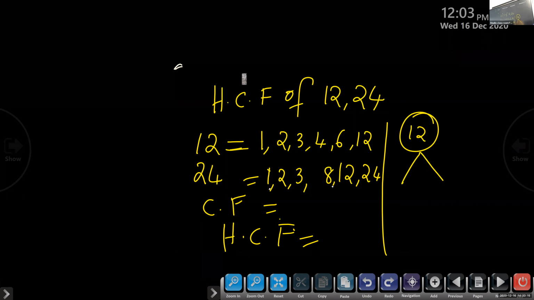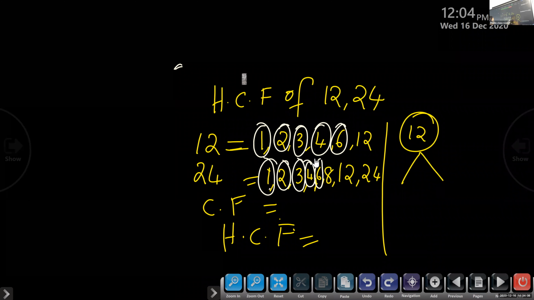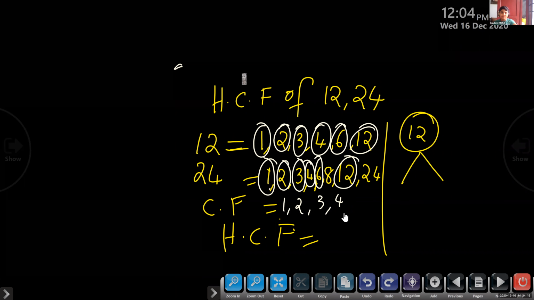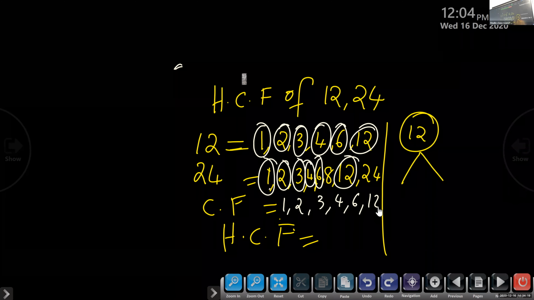So the next step, we are going to write the common factors. Circle the common factors: 1, 2, 3, 4, 6, 12. Okay, Felix, tell me which is the highest factor? 12. So the highest common factor is 12.